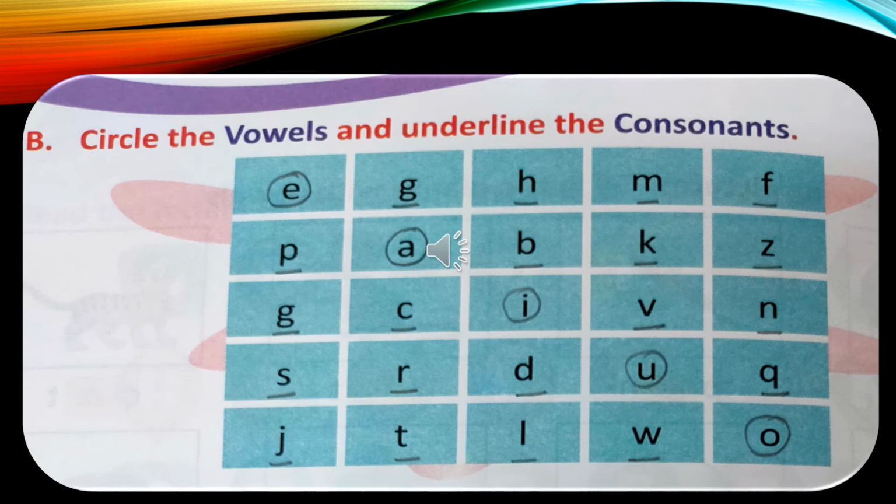So the first letter is E, it's a vowel, so we have circled it. In the second line, second alphabet, A is a vowel, so we have circled it. In the third row, third word, alphabet I is a vowel, so we have circled it. In the fourth row, alphabet U is a vowel, so we have circled it. In the last row, the last word, last alphabet O is a vowel, so we have circled it. After circling all these 5 letters, all the remaining ones we will underline as these are consonants.